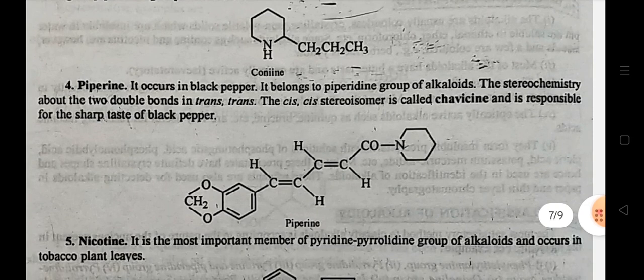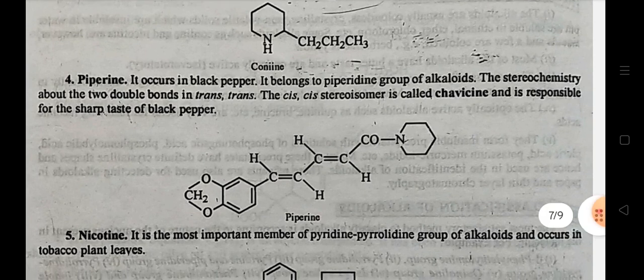Fourth one is piperine. It occurs in black pepper. It belongs to piperidine group of alkaloid. The stereochemistry about the two double bonds is trans. The cis stereoisomer is also called capsaicin and is responsible for the sharp taste of black pepper.